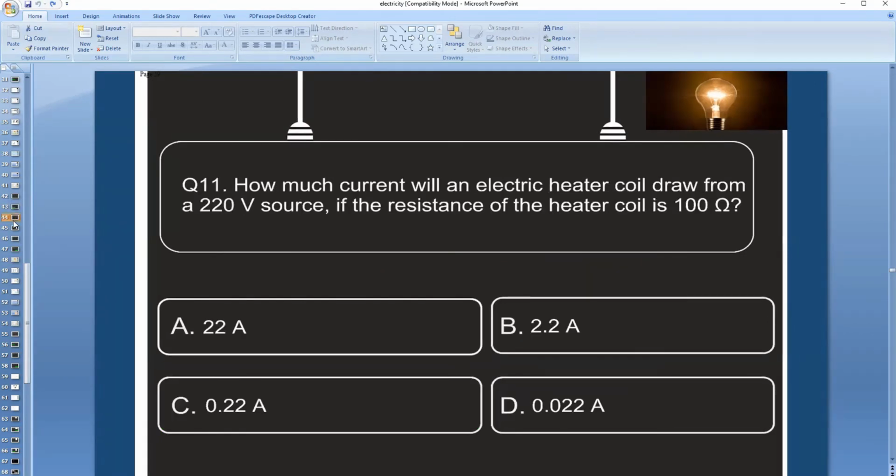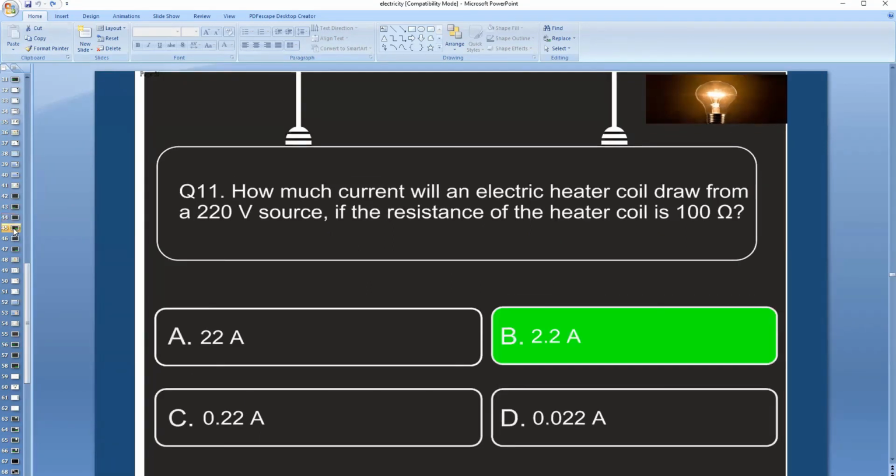Next, how much current will an electric heater coil draw from a 220 volt source if the resistance of the heater coil is 100 ohms? Now electric potential V is 220 volts and the resistance of the heater coil is 100 ohms. So I is equal to V by R. V value 220 by 100 is equal to 2.2 amperes. So the right answer is option B.